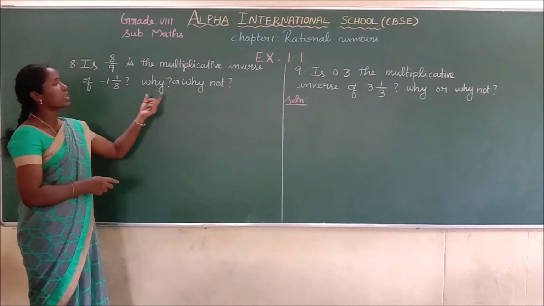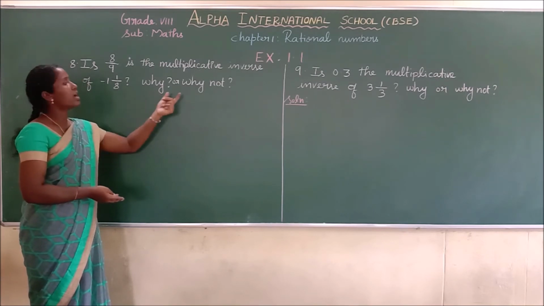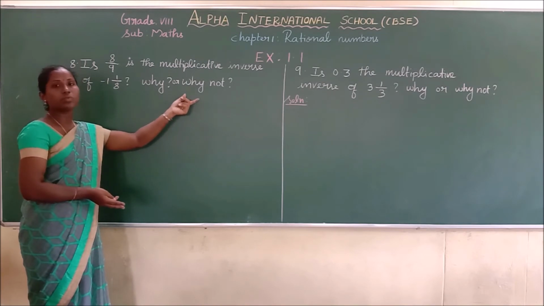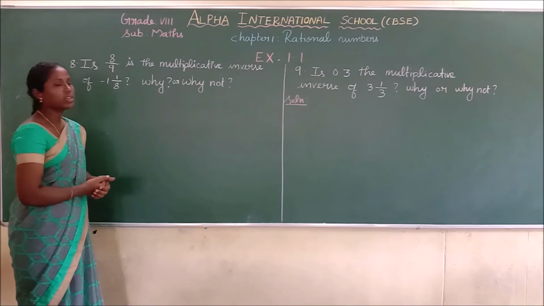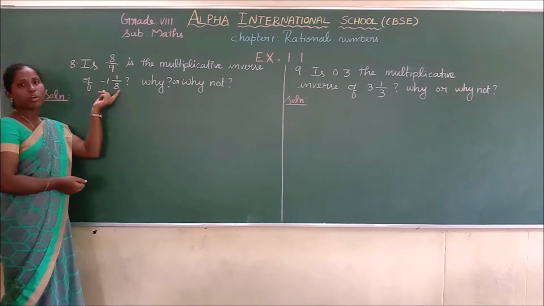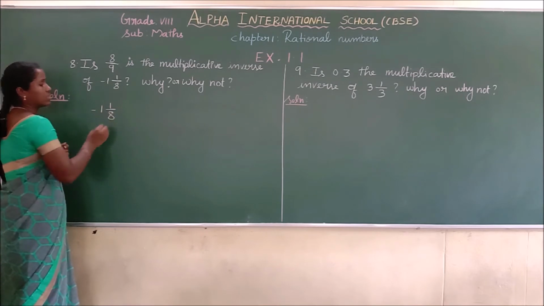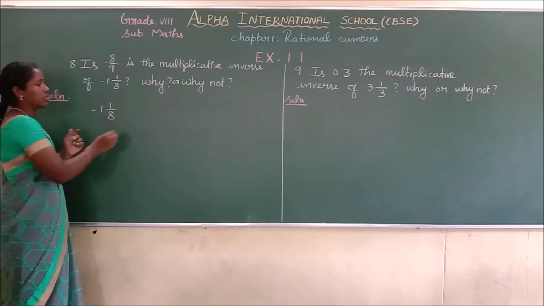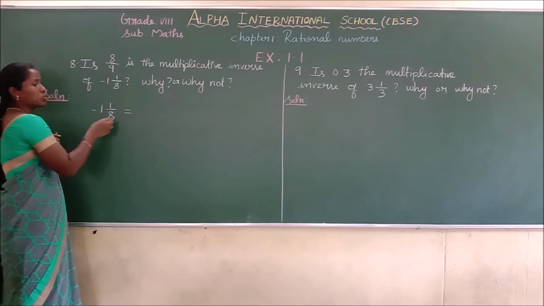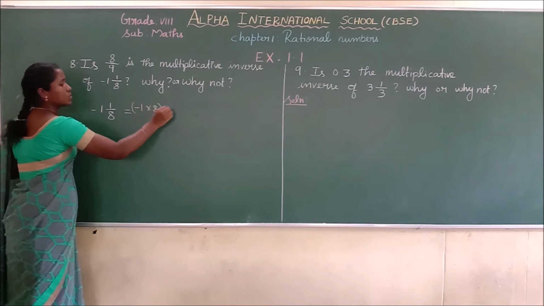Okay. So here they are asking if it is a multiplicative inverse, you have to say why. And if it is not a multiplicative inverse, we have to say why it is not. Before checking that, the given number is in the form of a mixed fraction, minus 1, 1 by 8. We have to change it to an improper fraction. How to change it? Multiply these two numbers: minus 1 into 8 plus 1.